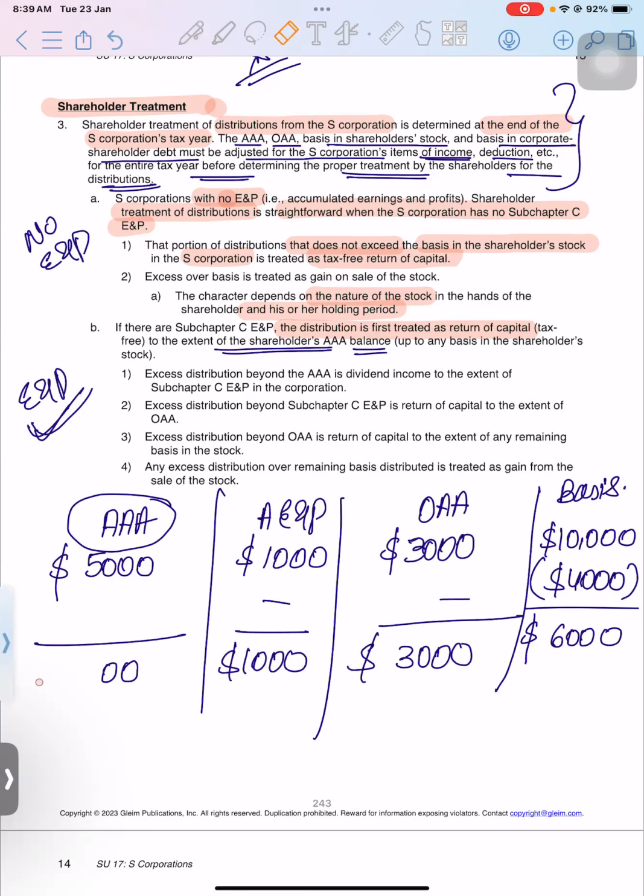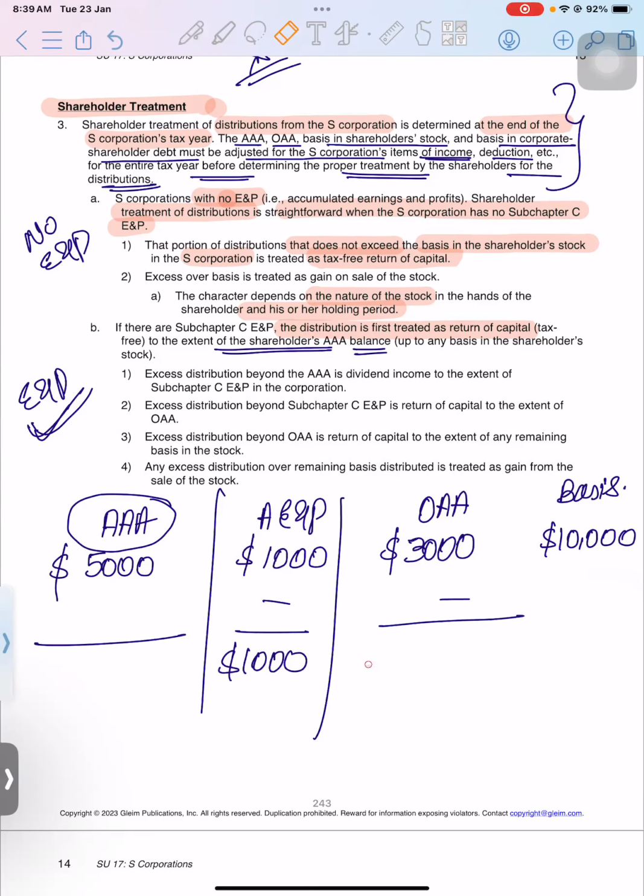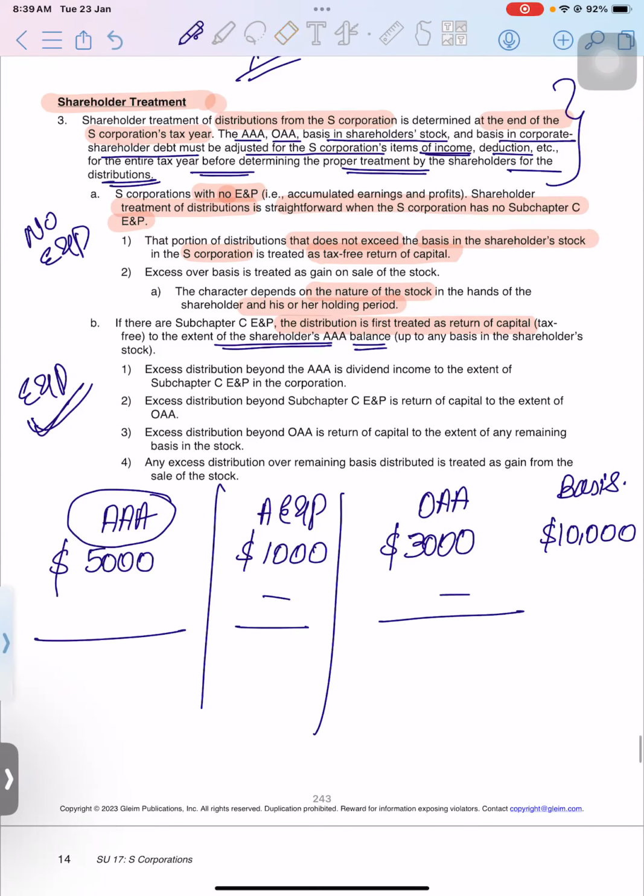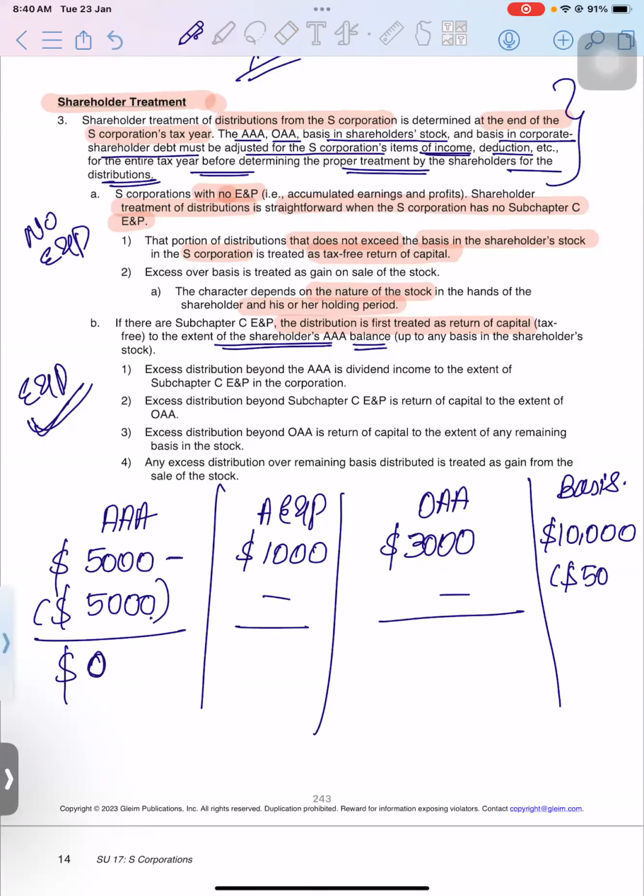Now, assuming your distributions are 7,000, I can't straight away reduce 7,000 from this because this is limited to my AAA balance. As I mentioned at an earlier stage, AAA can't go negative due to your distributions, right? So distributions are only limited to the AAA balance. $0 will be my AAA balance. This 5,000 will reduce the basis.